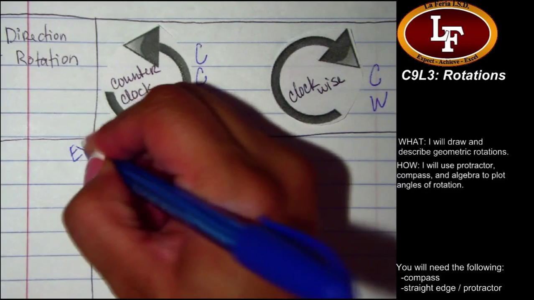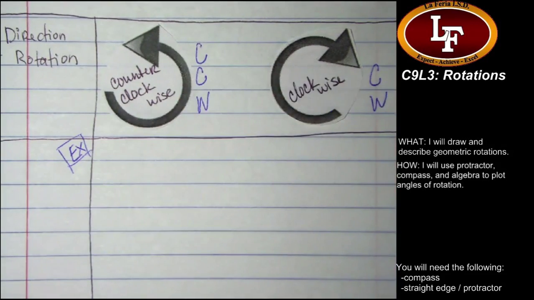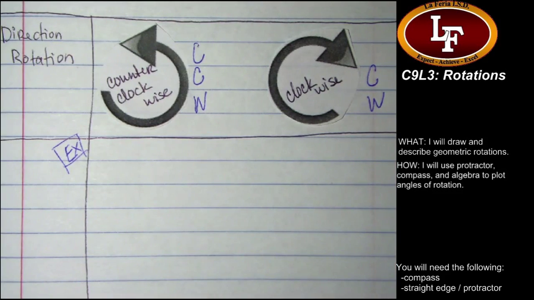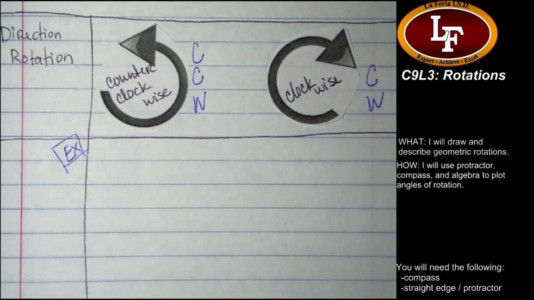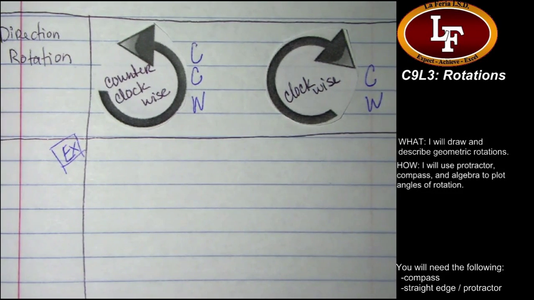Let's do an example. This example will take up the rest of the page. So if you're down at the bottom with a couple lines left, go to a brand new sheet of paper. If you've just used the direction of rotation at the very top, you've got plenty of room at the bottom of your paper to keep going.